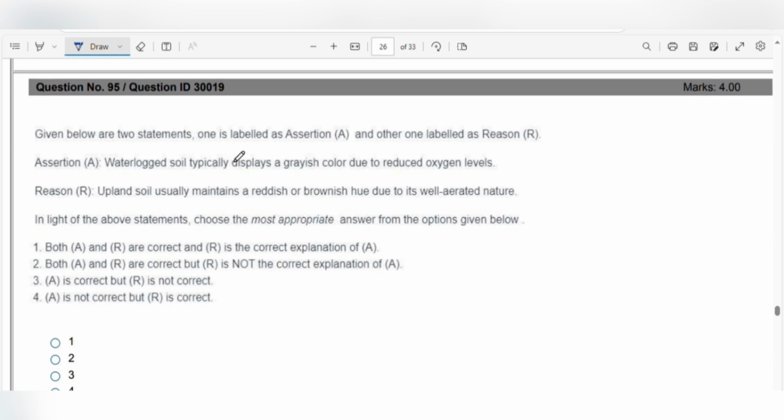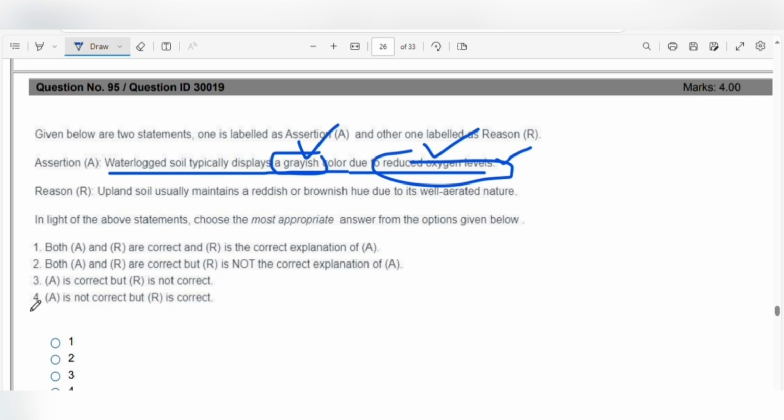This question is a very nice one and a bit difficult also, but not a problem. Any question from classical soil science, soil chemistry, is never difficult if you have your concept clear. So, an assertion reason question, where they have given the assertion that waterlogged soil typically displays a grayish color due to reduced oxygen levels. This is true, because you must have read that in waterlogged soils gleization takes place where the soil color becomes bluish or grayish or greenish. So displaying a typical grayish color is correct, and due to reduced oxygen levels is also correct. All right. So option 4 is out of the question. Now let's read the second statement.